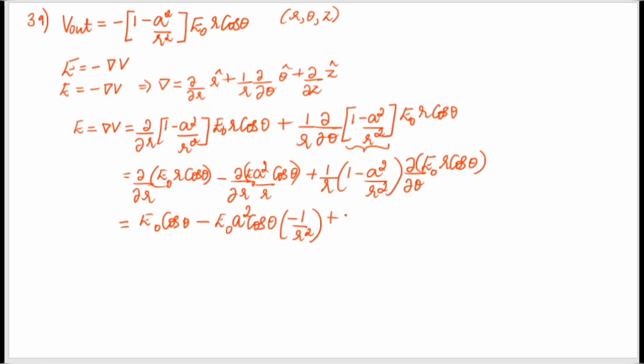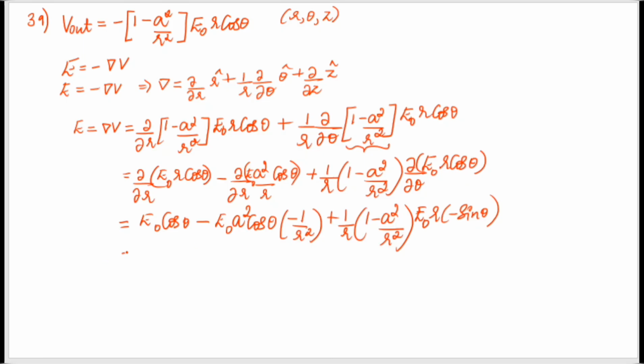So here it is constant: 1 divided by r, 1 minus a square divided by r square. So E naught is again constant, take it out, r is constant, take it out. So dou divided by dou theta of cos theta. What is the derivative of cos theta here? Cos theta derivative will be minus sine theta, right? This is what we get.